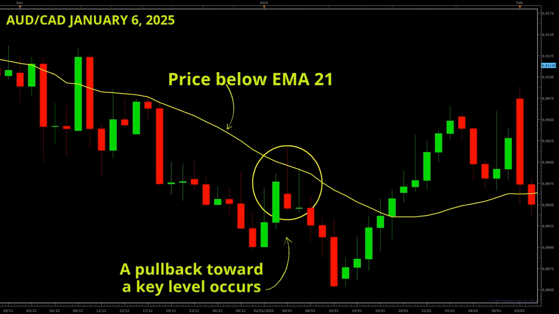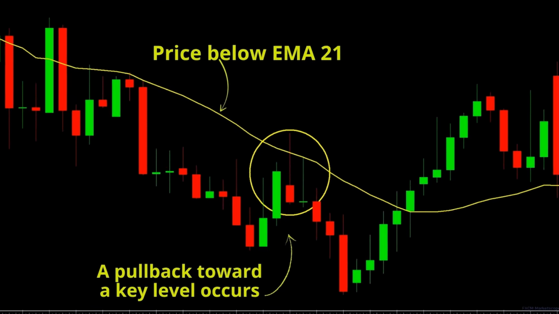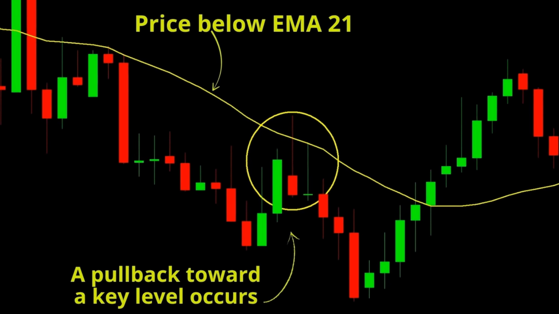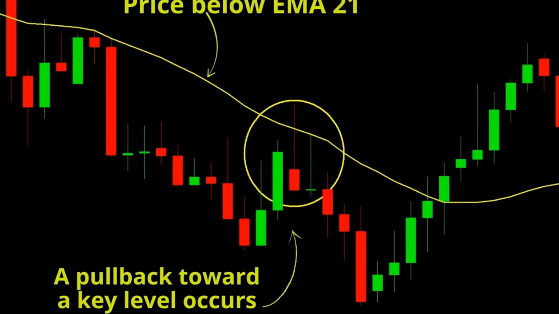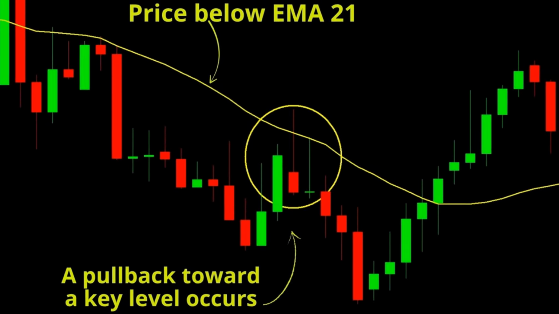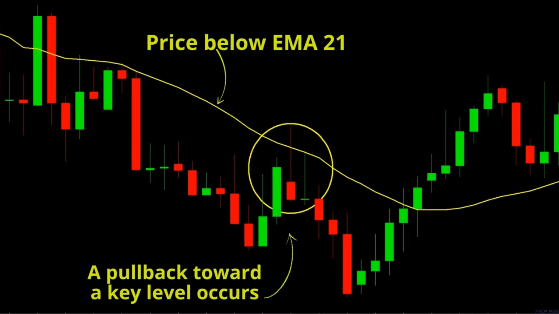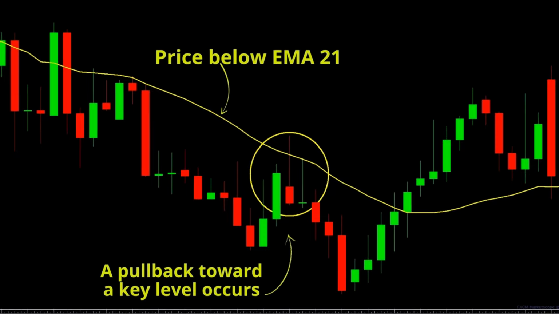Let's look at a clear short trade example. Here on the chart, the price is clearly trading below the EMA 21, establishing our downtrend context. We then see the market attempting a brief rally. This is our required pullback, moving up toward the resistance area defined by our key level. The trend and the area of interest are confirmed.